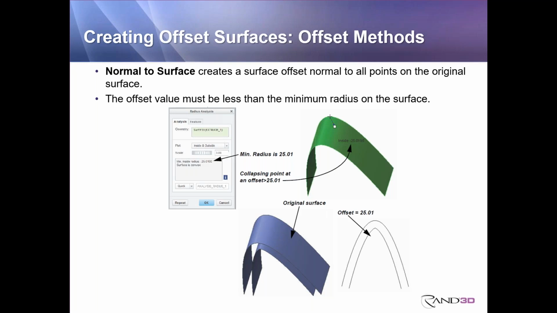As long as I keep that dimension less than 25, I'm going to be able to have that true normal to surface offset. So the question becomes, what if I want to offset by more than that? Well, geometrically speaking, it's impossible.